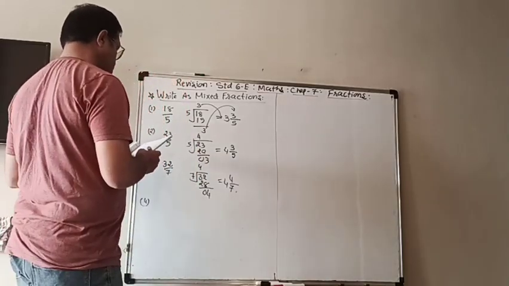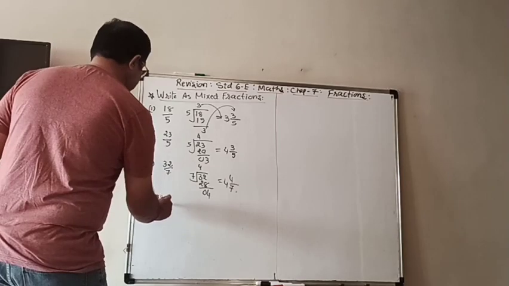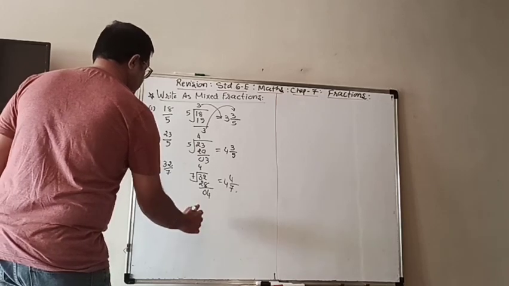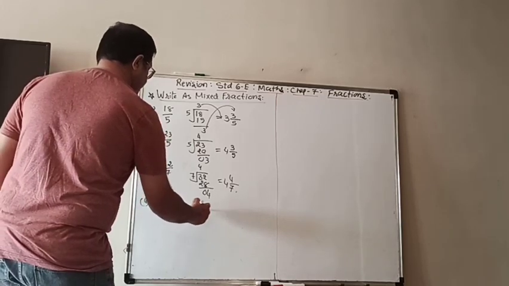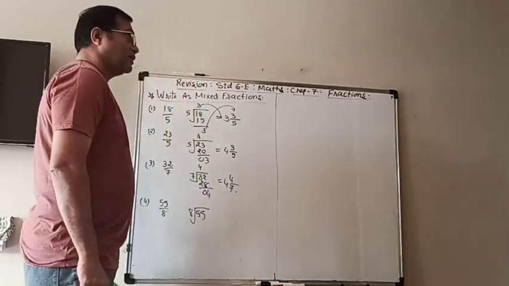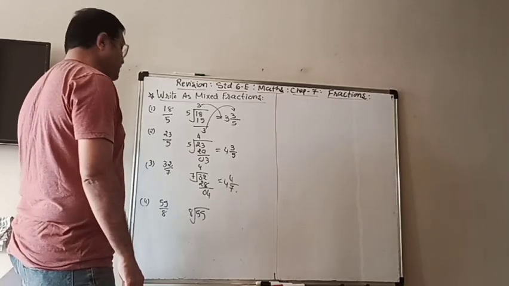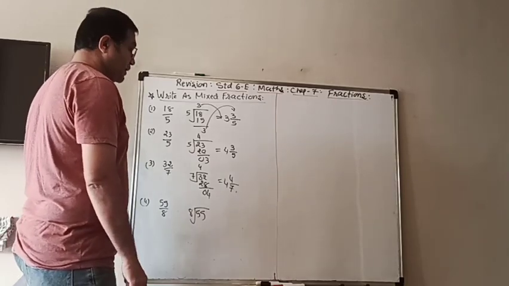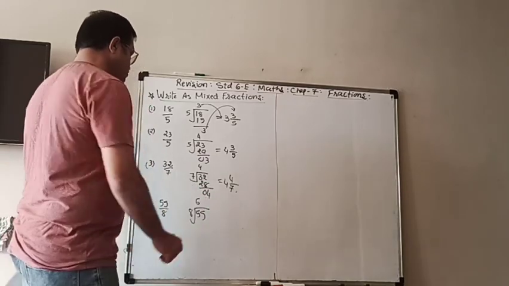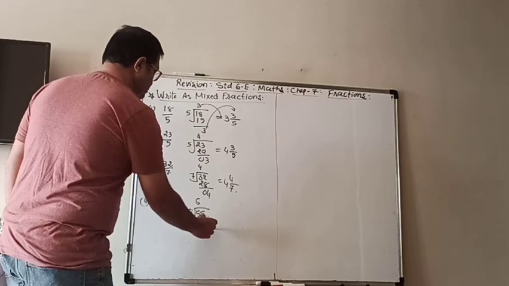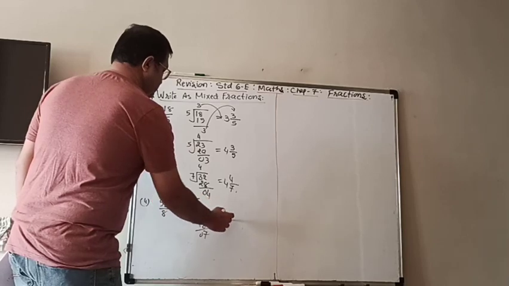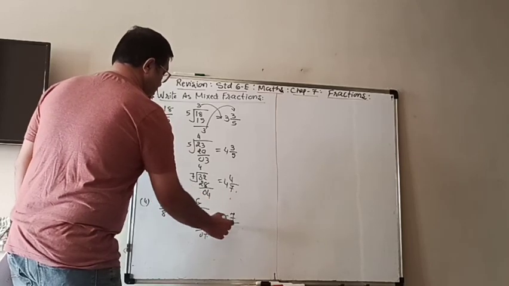Fourth one, 55 upon 8. So now we have to divide 55 by 8. 8 5s are 40, 8 6s are 48, 8 7s are 56 is more, so 8 7s are not possible, so 8 6s are 48. 55 minus 48 is 7, so 6 integer 7 upon 8.